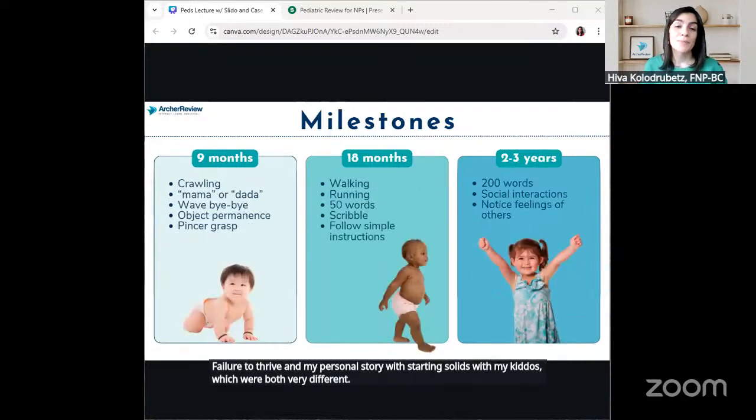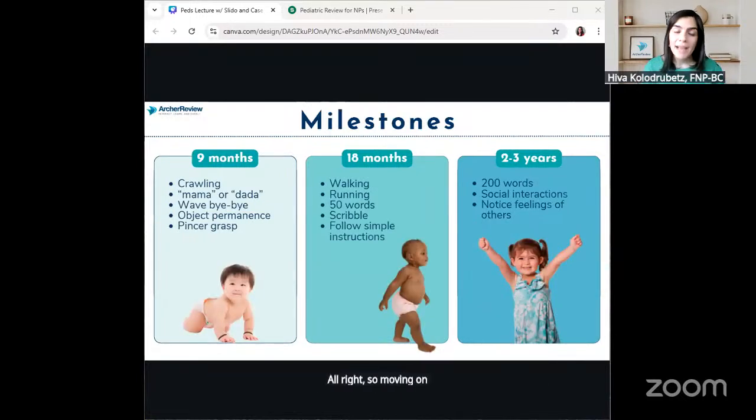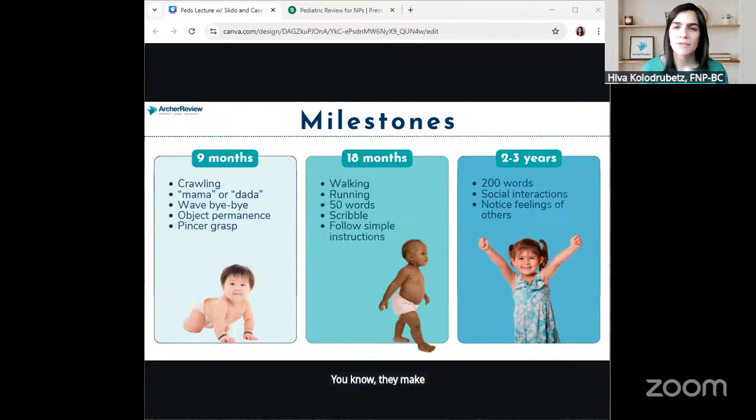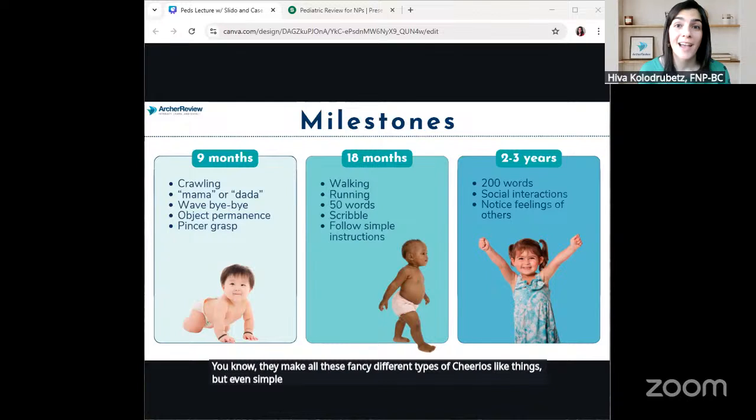All right, so moving on with milestones. By 9 months, really we're starting to see the majority, the average child, starting to crawl, maybe say mama, dada, waving. We're going to also be working on that pincer grasp, so giving them plenty of opportunity to do that. You know, they make all these fancy different types of Cheerios-like things, but even simple plain Cheerios, not honey nut, but the plain ones are really good to help that kiddo just practice that pincer grasp.